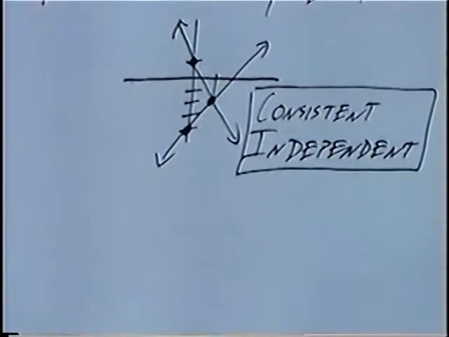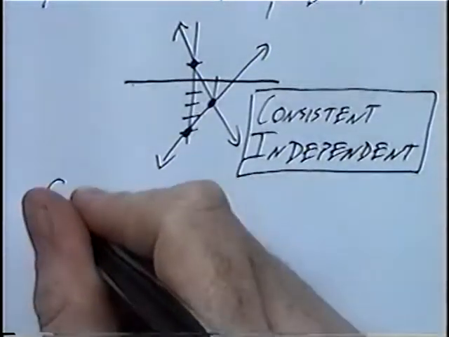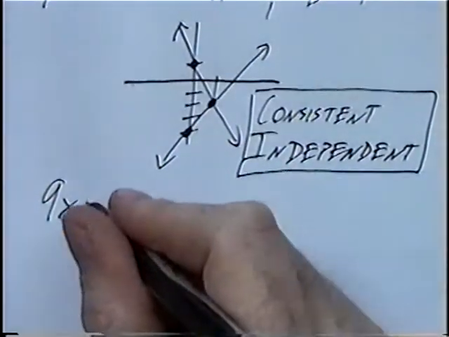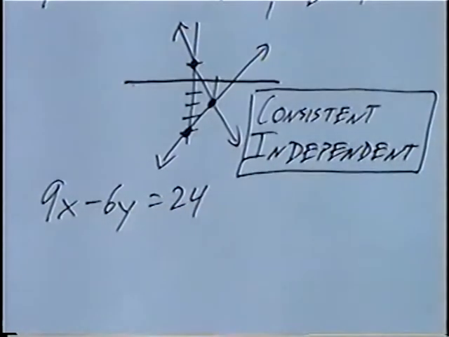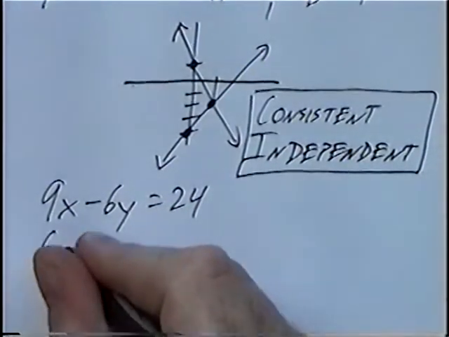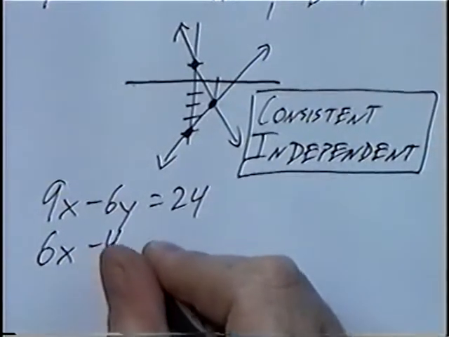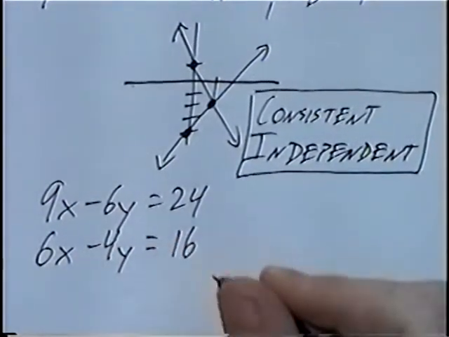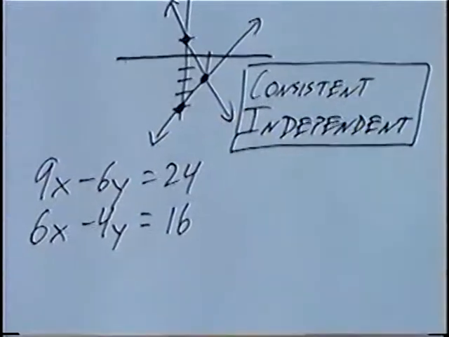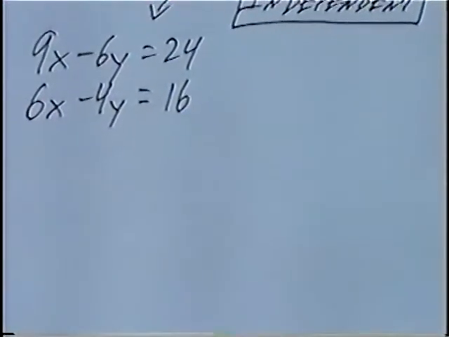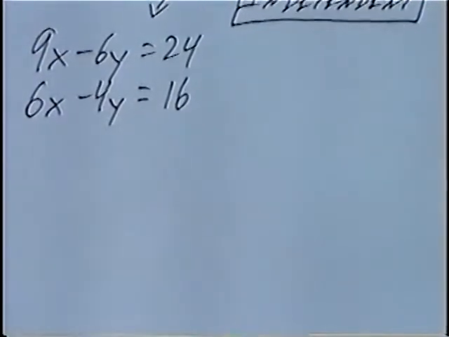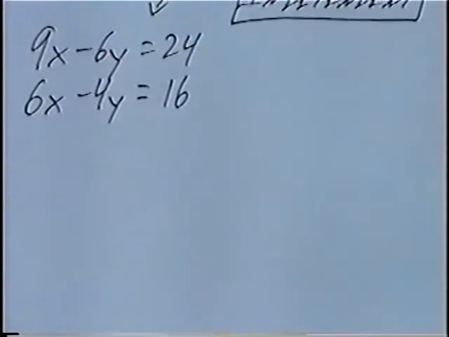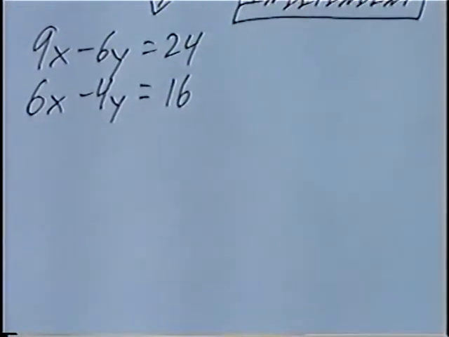Second question and last question for the section. First equation is 9x minus 6y equals 24. And second equation, 6x minus 4y equals 16. These lines are in standard form, where we have x and y on the same side. If we wanted to, we could graph these using intercepts. Intercepts is where we'll plug zeros in for x and y.